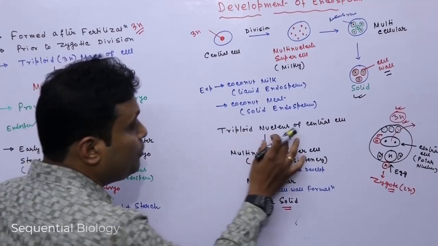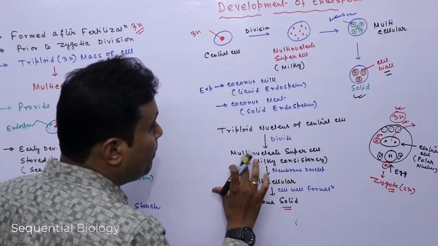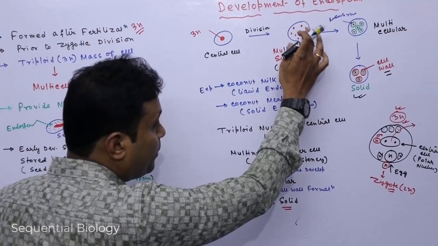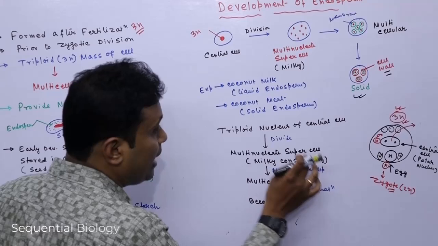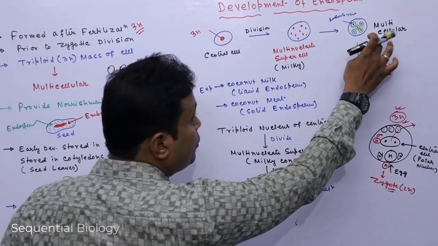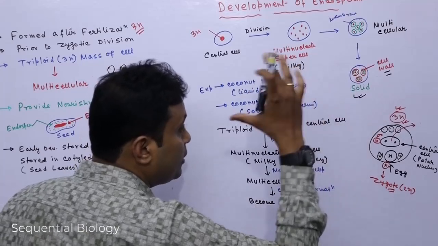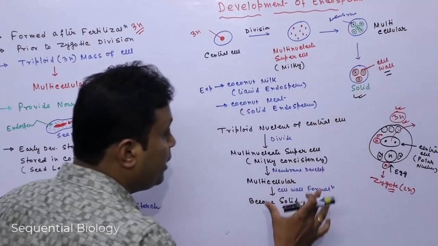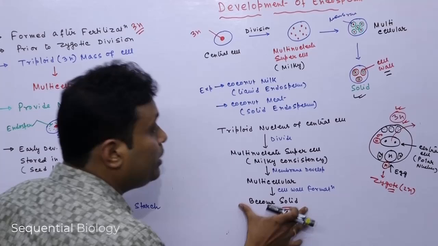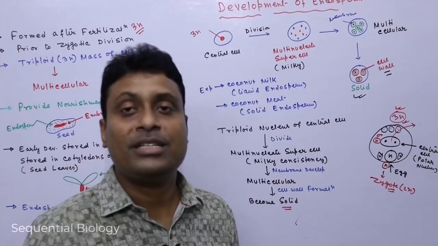Now the triploid nucleus of the central cell divides and this will form the multinucleate supercell. So this is the multinucleate supercell, many nuclei are formed here, okay, and this has a milky consistency, and later membranes develop around these nuclei. So membranes develop around the nuclei, this will form the multicellular structure, and then the cell wall is developed. So this multicellular structure becomes solidified, the cell wall formation occurs, so this becomes solid, and this solid endosperm is stored in the seed and later it is stored in the cotyledons.